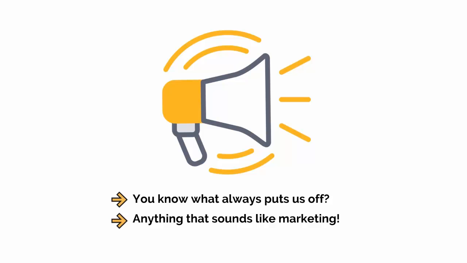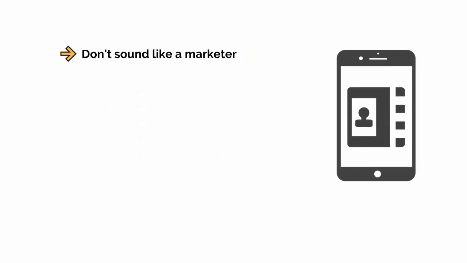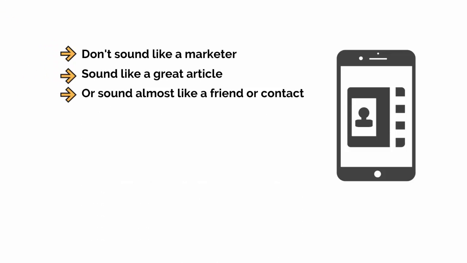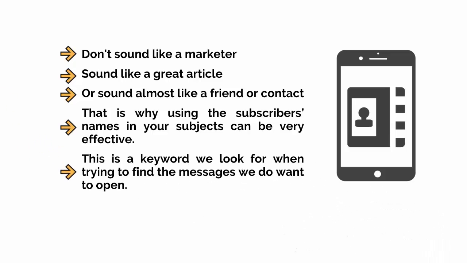As we've mentioned at the start of this series, people are currently bombarded with marketing messages and most of us are sick of it. What's more, it's highly unlikely that what essentially boils down to an advert is going to be all that interesting or worth our time reading. It's transparent, it's irritating, and it offers no value. Your job is, once again, to not sound like a marketer. That means you need to sound like a great article, or you need to sound almost like a friend or contact. That is why using the subscriber's name in your subjects can be very effective. This is a keyword we look for when trying to find messages we do want to open.